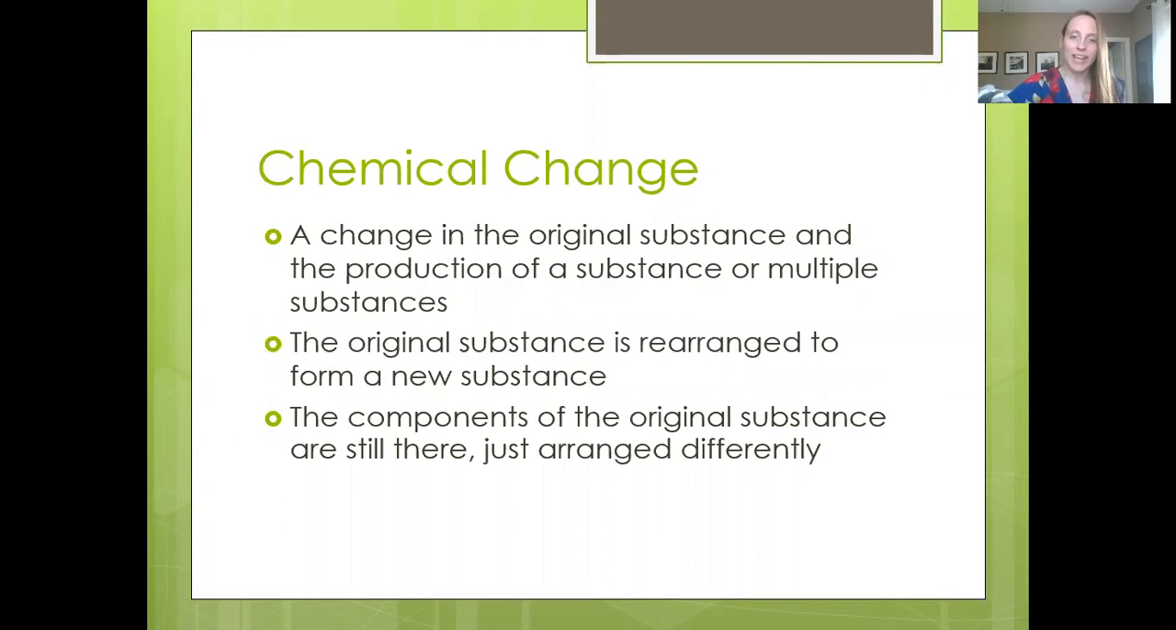A chemical change is anytime we change an original substance to something new, and that could be one new substance or multiple new substances. Essentially, all we're doing is we're taking our substance and we are rearranging the atoms into a new substance. All of the atoms are still there, all of the components of that original substance are still there. We have just rearranged them differently.